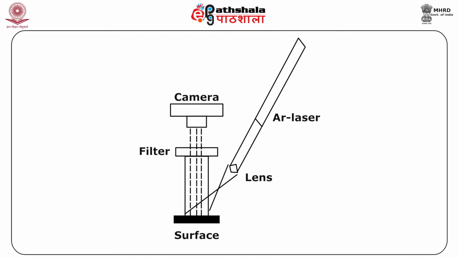After the fingerprint is identified, it is photographed through the same filter. The identification of the fingerprint as well as its photography is carried out in a dark room. A flow diagram for laser detection of fingerprint is shown in the given figure.